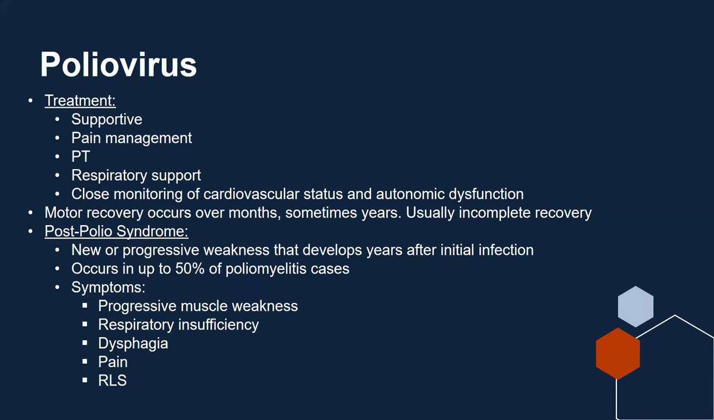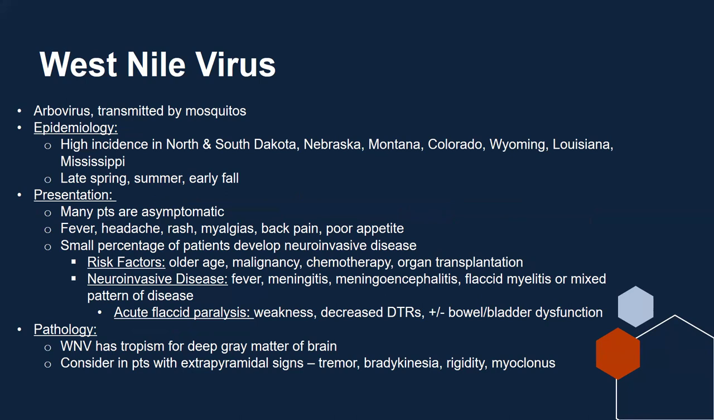The next virus that can cause an anterior horn syndrome is West Nile. This is an arbovirus that's transmitted by mosquitoes, typically in the late spring, summer, and early fall. There's a high incidence in the Dakotas, Nebraska, Montana, Colorado, Wyoming, Louisiana, Mississippi, but it has been reported in other states as well.